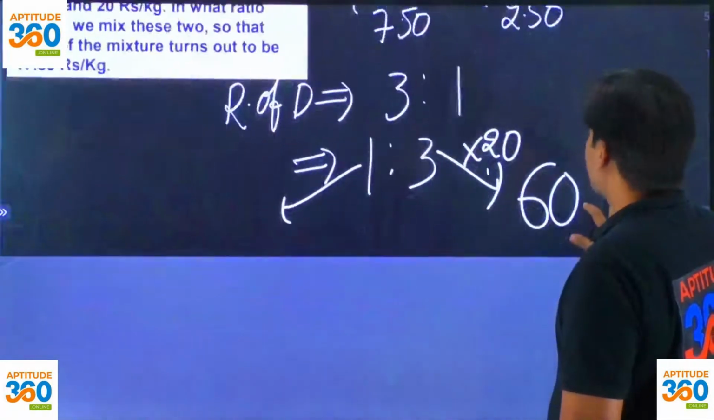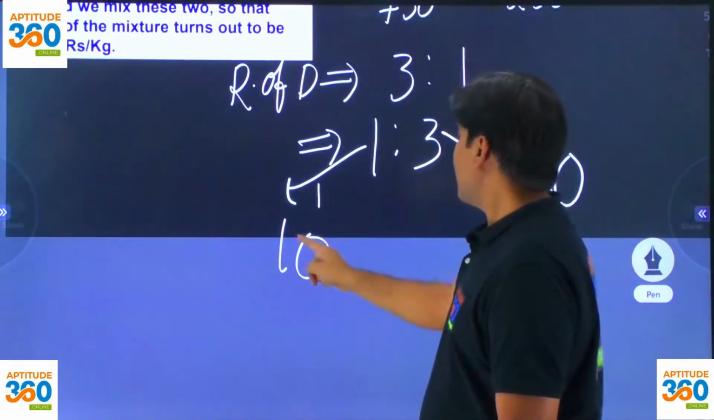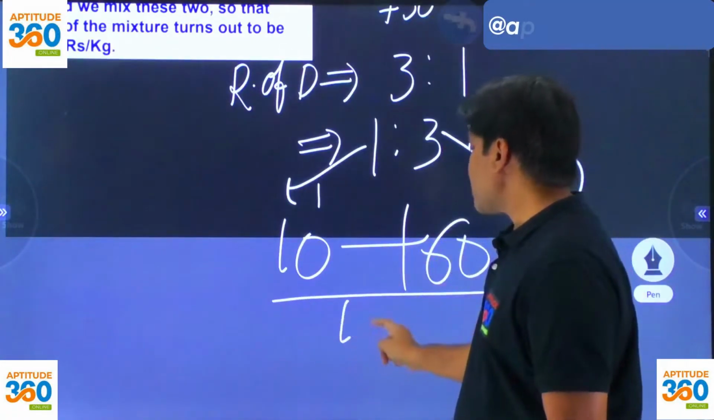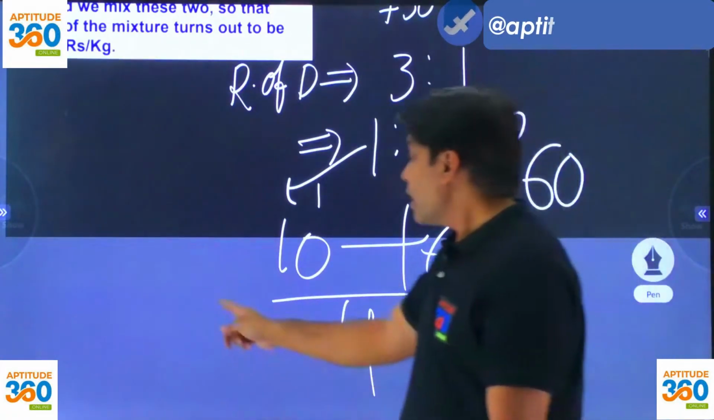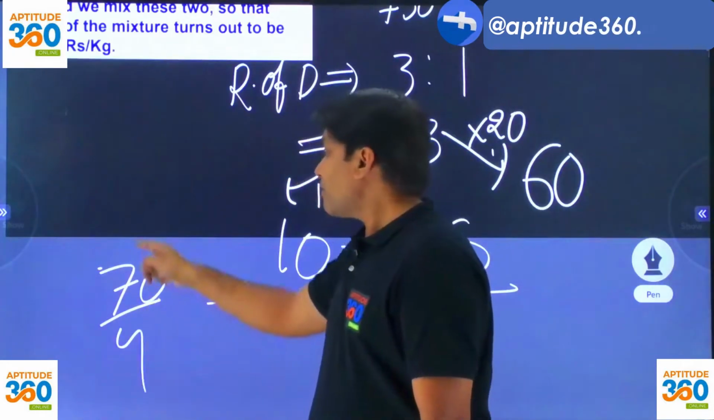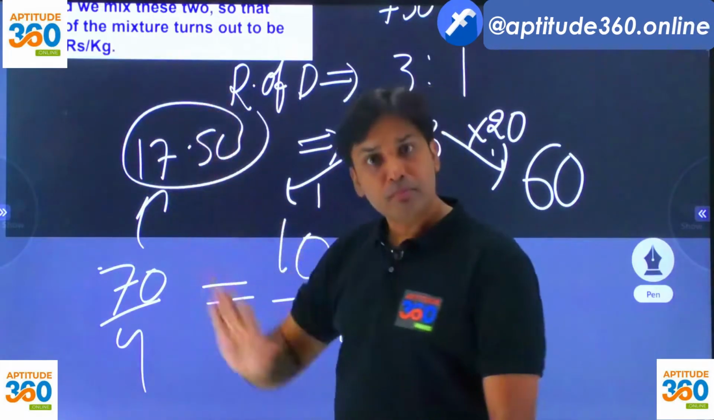And if you take this one as 1 kilogram, this will be 10. So 10 plus 60 divided by how many kilograms are we forming? 4 kilograms. So that one comes out as 70 by 4. 70 by 4 is nothing but 17.50. Does this make sense?